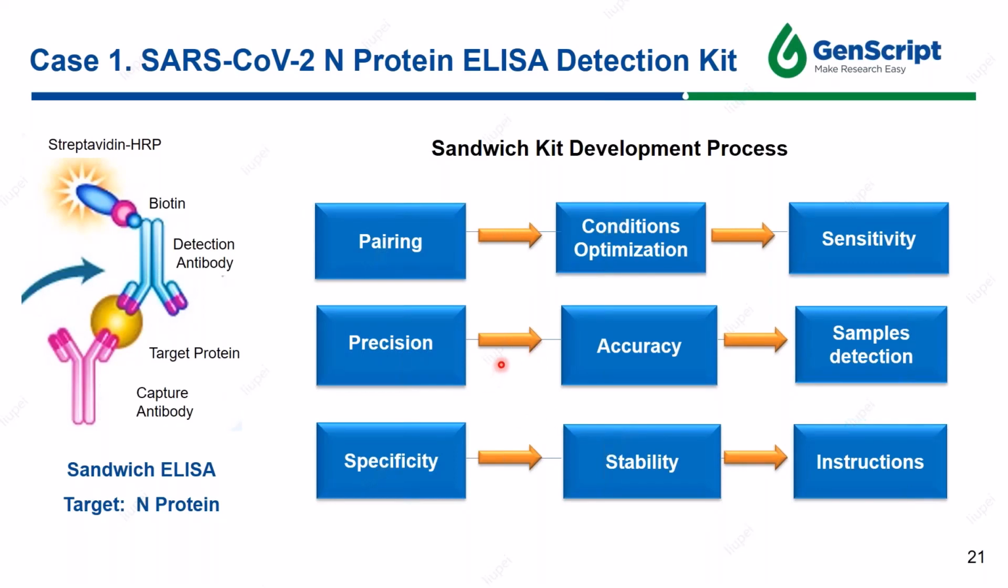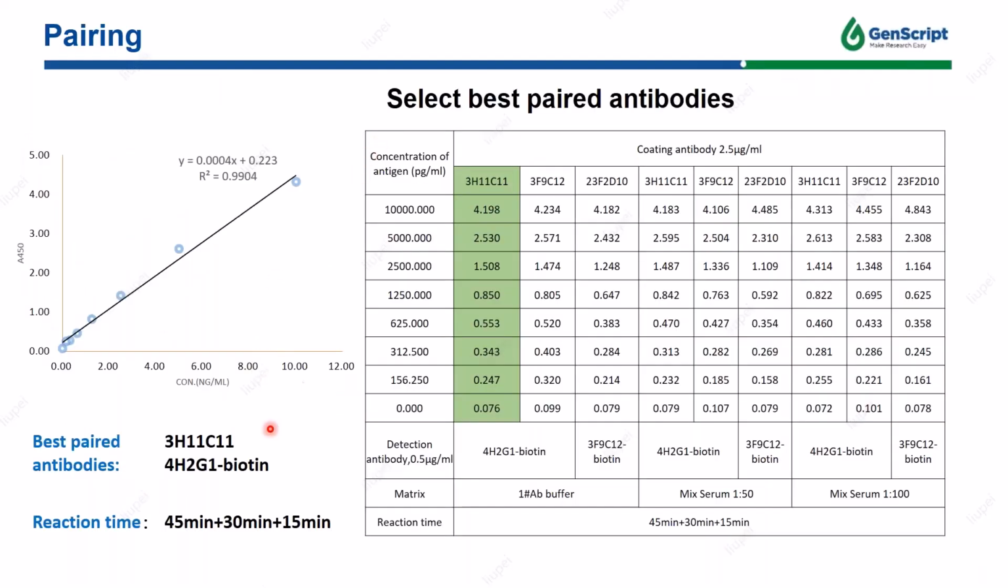Here is the SARS-CoV-2 N-protein ELISA kit. We use the sandwich ELISA format. From the 8 paired antibodies we choose, this is the workflow. So from the 8 paired antibodies, we choose the 3H11 and C11 and the 4H2G1 antibody. One reason is that they have a good linearization.